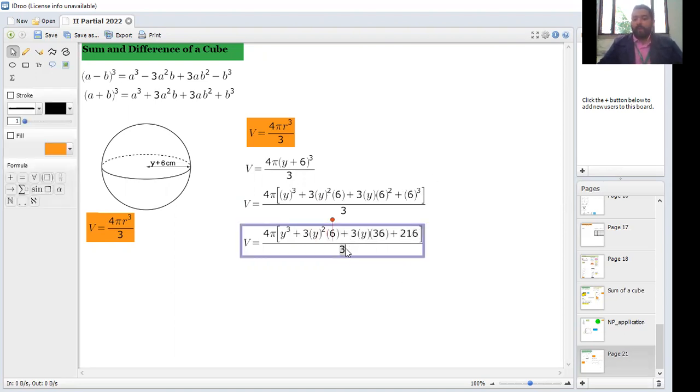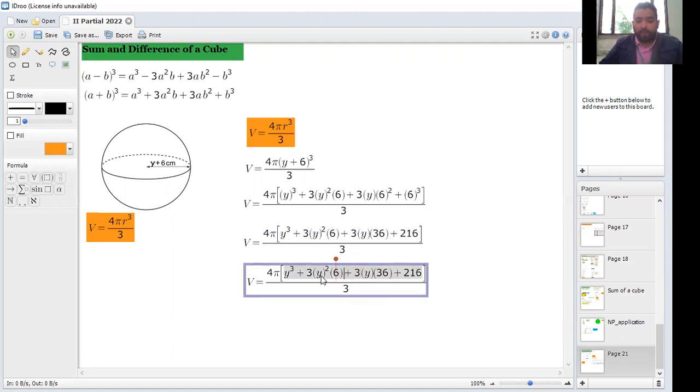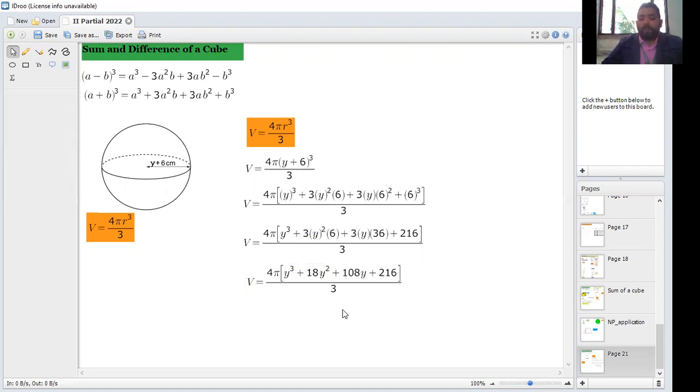Having this answer, what you have to do is to multiply 4 pi by all of this. No, you need to solve this parenthesis first. So you are going to have 3 times y to the second times 6, it's 18y to the second. And then multiply 3y times 36, and you are going to have 108y plus 216.